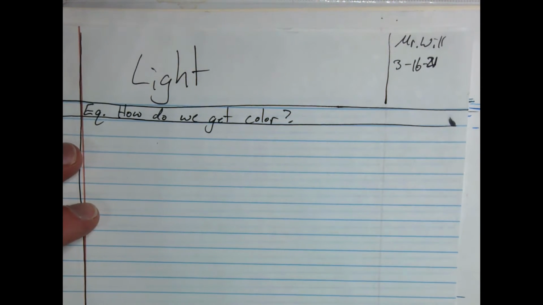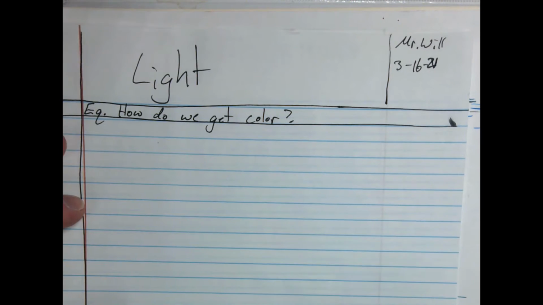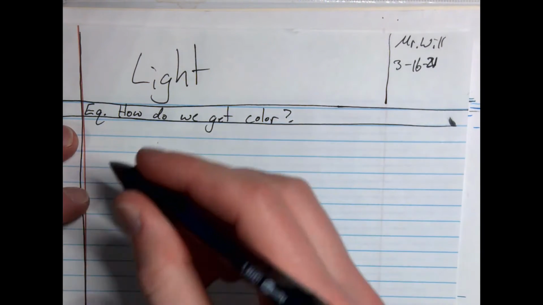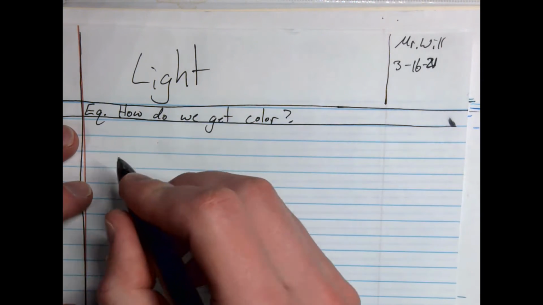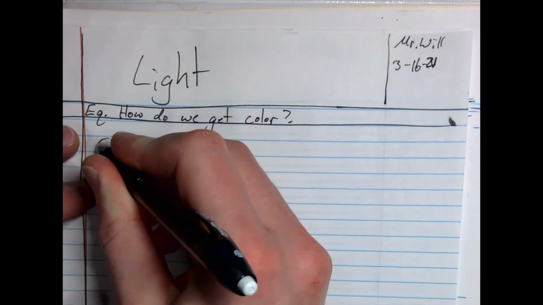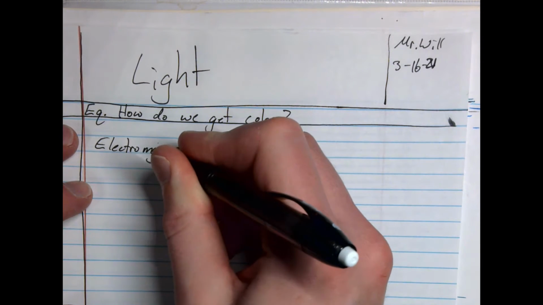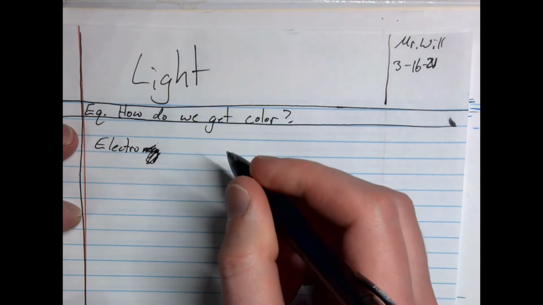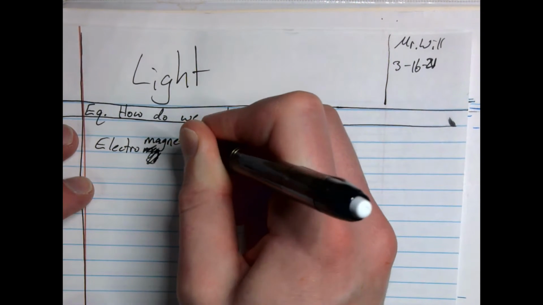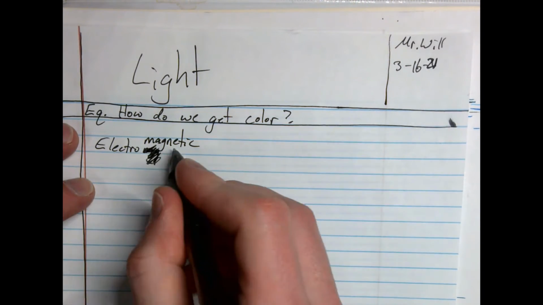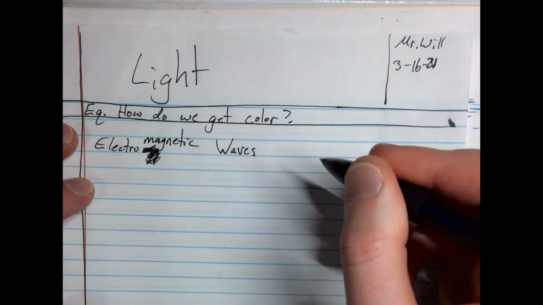Okay, so our first word is actually the other kind of wave that we were talking about yesterday. So the first one was mechanical waves, and that was something that needed matter or a medium to travel through. But our next one is electromagnetic. Oh, I spelled that wrong. Whatever. I wish I had an eraser. Electromagnetic. Don't mind that. It is one word, and it's waves. Electromagnetic waves.